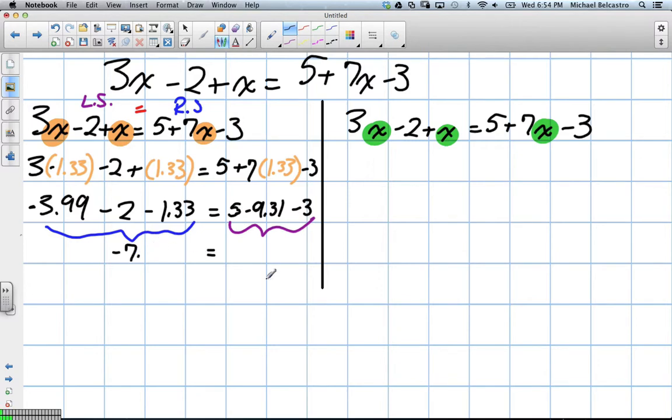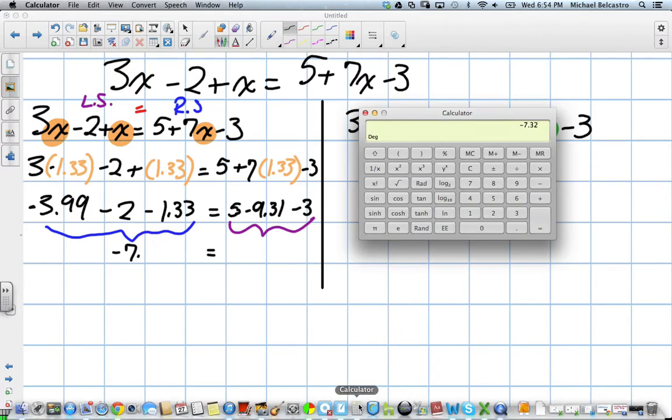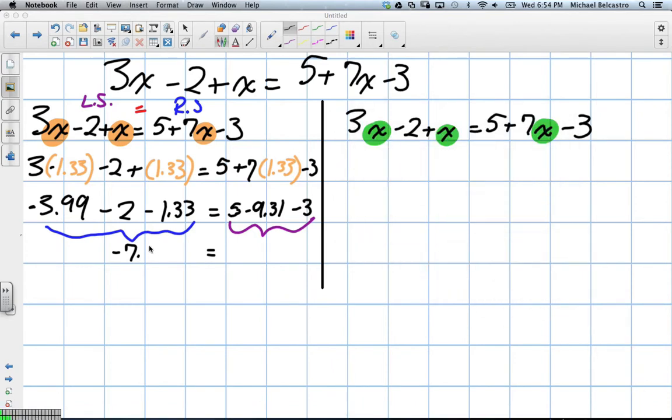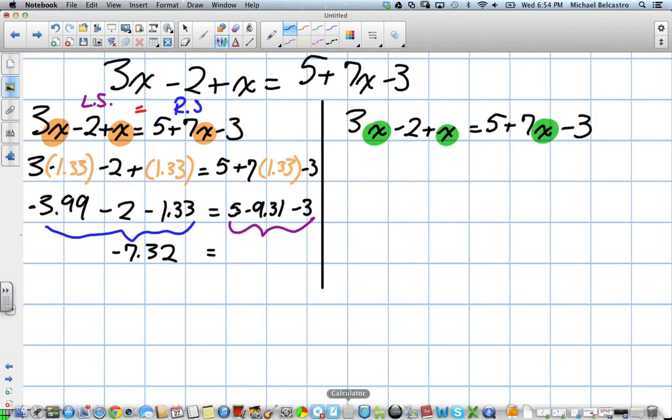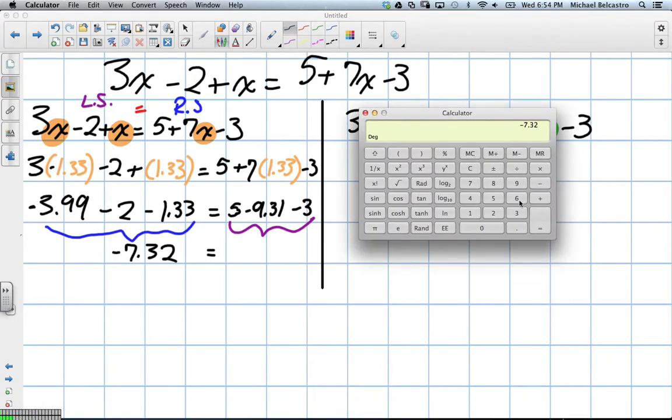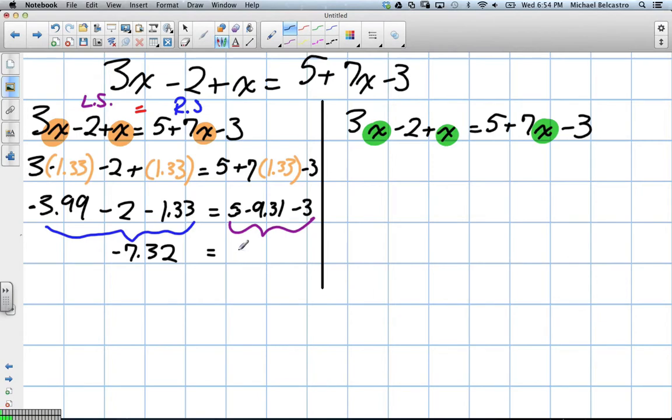23 or 32? Did I say that wrong? 32. Oh, I said it wrong. 32. On this side, we're going to have 5 subtract 9.31 minus 3. Negative 7.31. Now, really close, but are they identical? No. Not quite. Because we rounded, we go on the assumption that I just made a rounding error and that's correct. But that's what happens with the decimal.